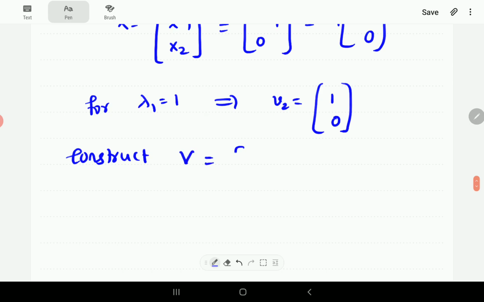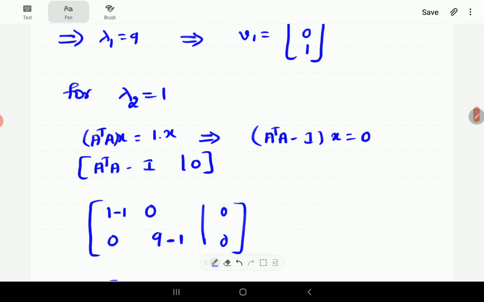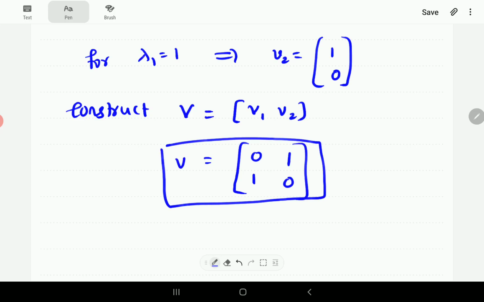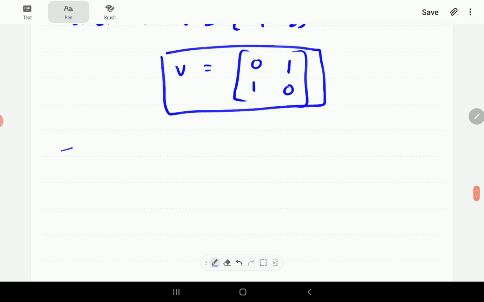V. So for construction of V, that is v1 v2, our v1 is 0 1 and v2 is 1 0. So this is our V, the construction of V. Okay, now we have to construct sigma. So we have to construct the sigma, the big sigma.